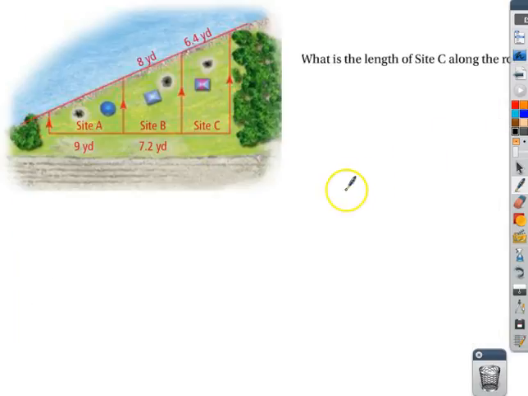So go ahead and work this one right here. This is finding the length of side C. I'll call it Y. Solve for Y in this proportion right here. All right, let's take a look real quick at how I would set it up. I would set it up as this line segment compared with this line segment. So 8 over 7.2, and set that equal to 6.4 over Y.